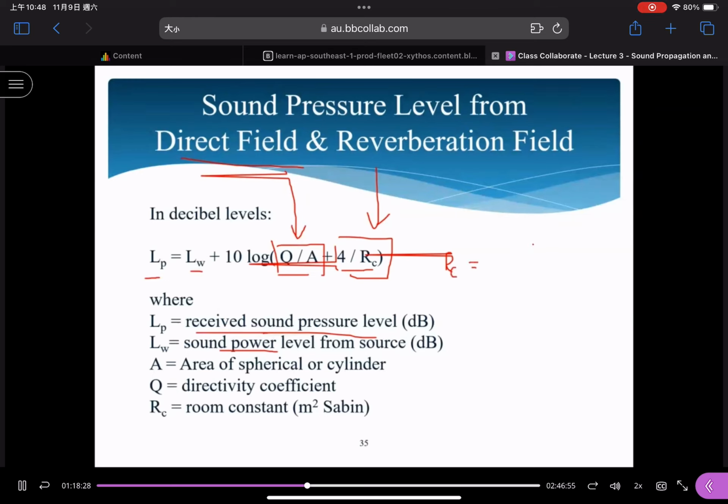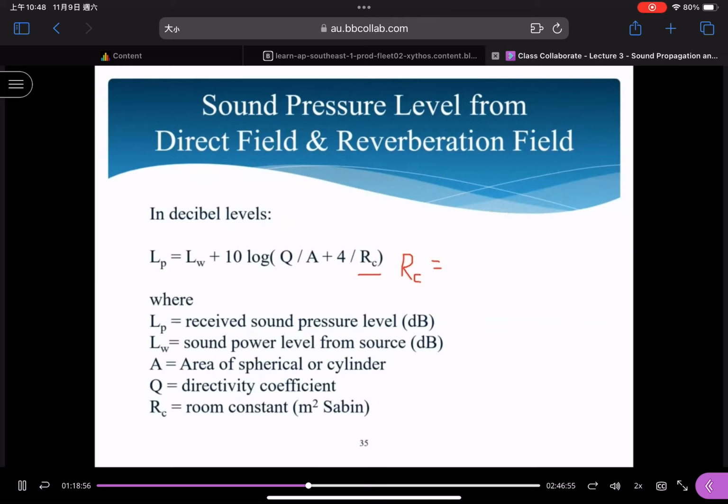For the last term, 4 divided by RC. How to calculate RC? RC is equal to A divided by 1 minus alpha m. This is the room constant. I will write it again. This one is the room constant. It is relevant to the reverberation field. RC is equal to A divided by 1 minus alpha m. Based on these equations, we can make use of this one to find out the reverberation effects and direct effects.